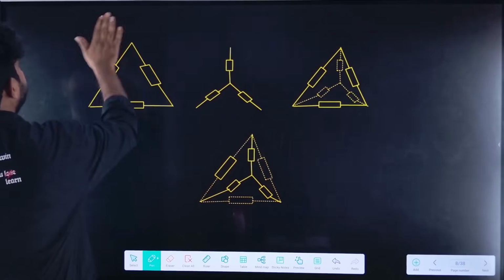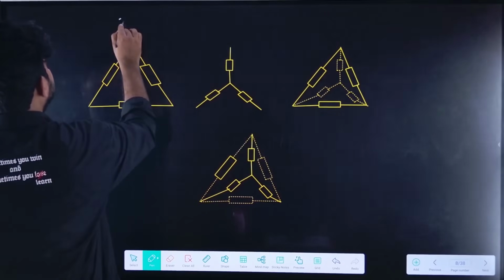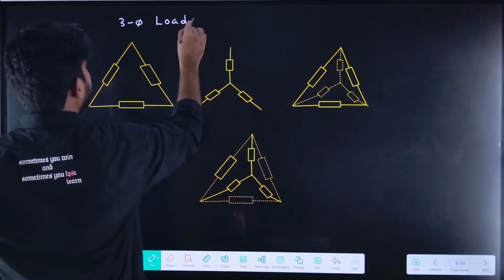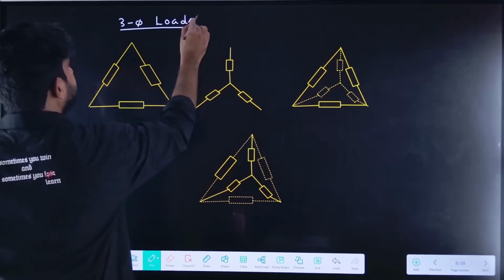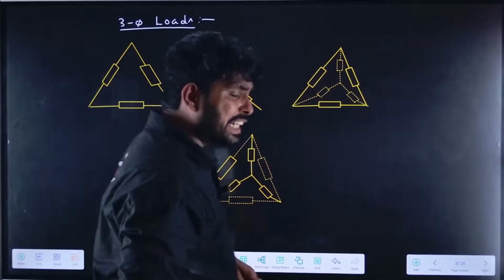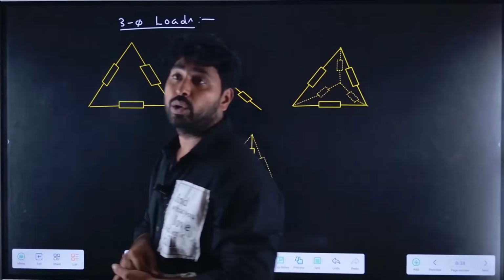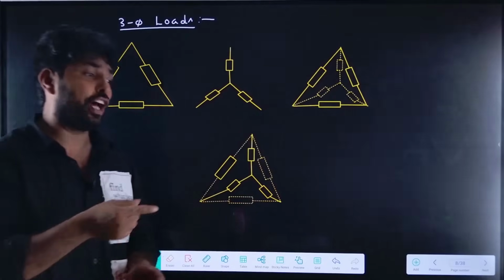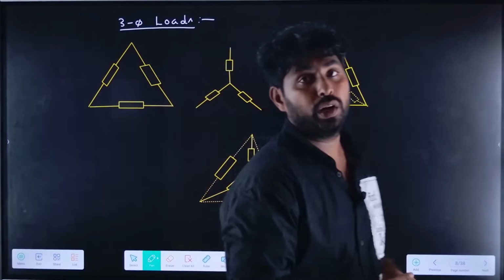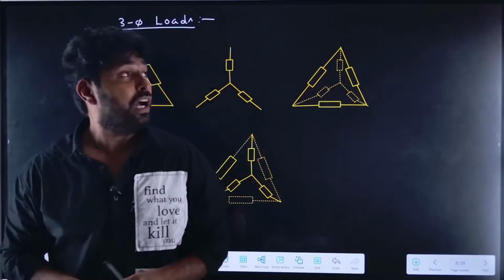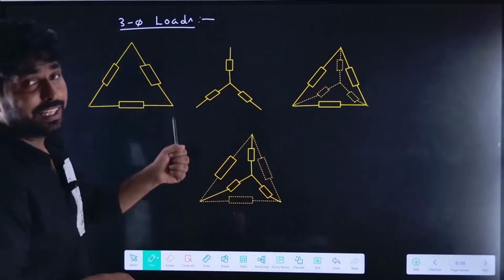Three-phase loads. Let us take the three-phase load. So what is a three-phase load? In case of a three-phase load, we have the delta connected load and the star connected load. In a three-phase load also, we have the unbalanced load and the balanced load. So what is the difference between the unbalanced load and the balanced load? Let us see.